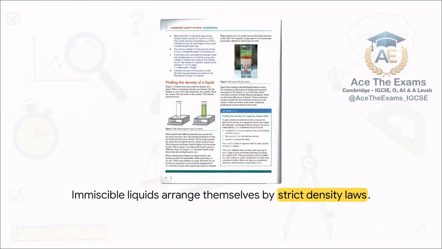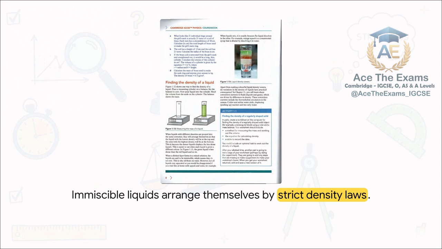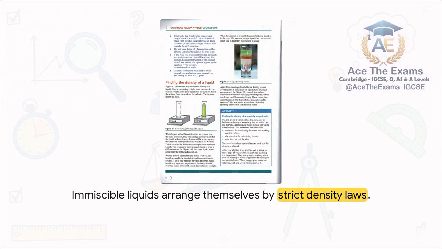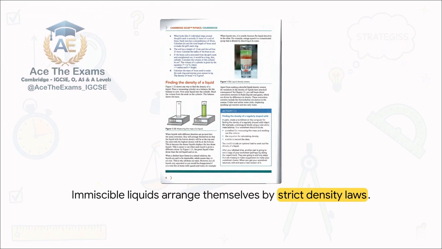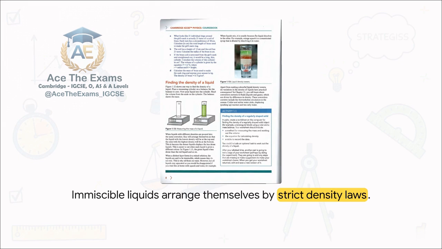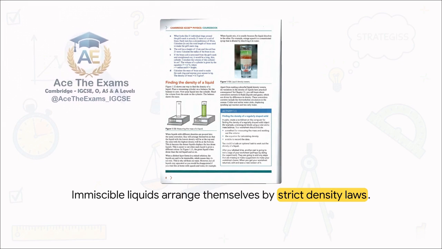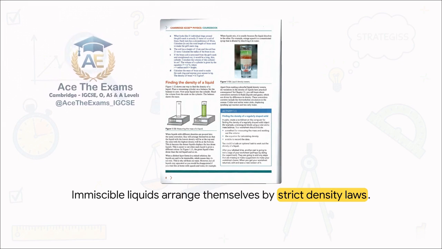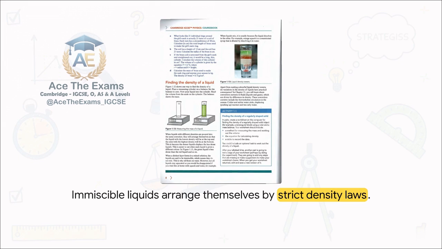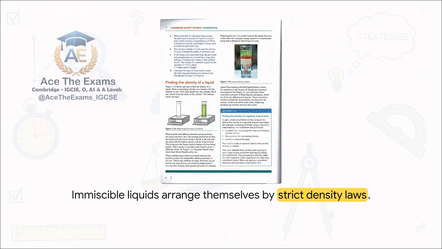To really visualize this density rule in action, look at this incredible liquid density tower from the source material. We have several different colored liquids: turpentine, olive oil, glycerin, ethanol, and they've all been poured into the exact same glass cylinder. Because they are immiscible, which is a fancy word meaning they do not mix together, they arrange themselves according to the strict, undeniable laws of density. The liquid with the lowest density floats at the absolute top of the stack. The one with the highest density sinks all the way to the very bottom.